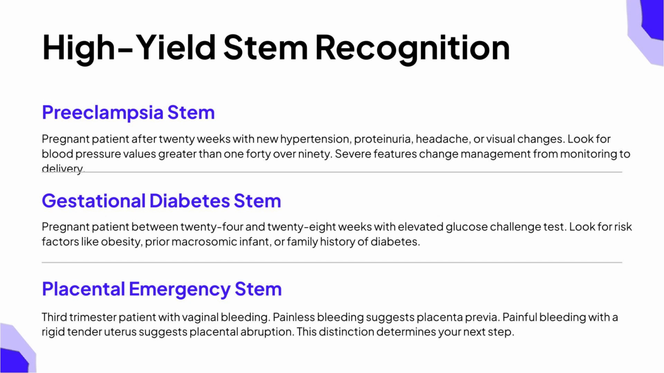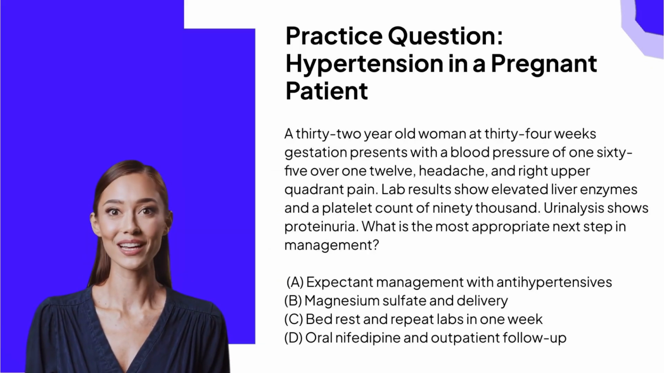For placental emergencies, the key is a third-trimester patient with vaginal bleeding. Painless bleeding means placenta previa. Painful bleeding with a rigid uterus means placental abruption. These stems repeat over and over on practice questions and on the real exam. Let us work through our first practice question.